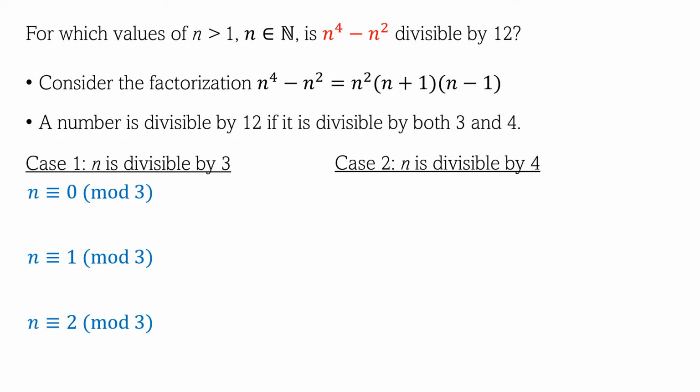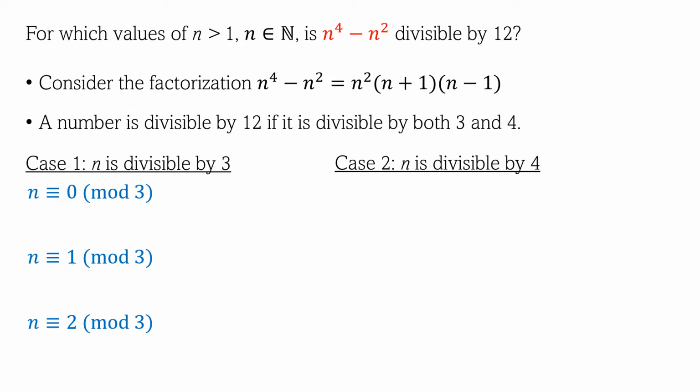For those who aren't familiar with the idea of modulus arithmetic, it's simply the remainder when you divide by a number. So if we say that a number is congruent to 0 mod 3, for example, it simply means that it has a remainder of 0 when we divide by 3.